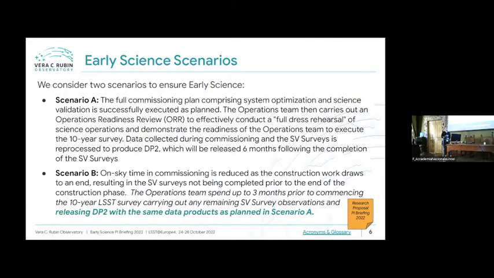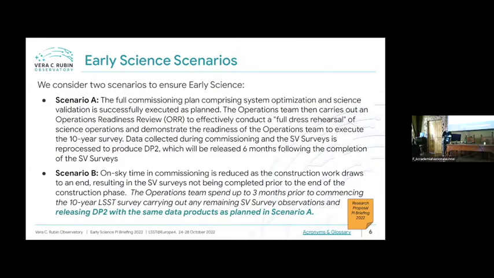We would process the data to release DP2, and which would include the same data products as planned in scenario A. So the only real difference here would be a time delay in releasing DP2. If some of the science validation work didn't get completed in construction, we would complete it as part of the first phase of operations.